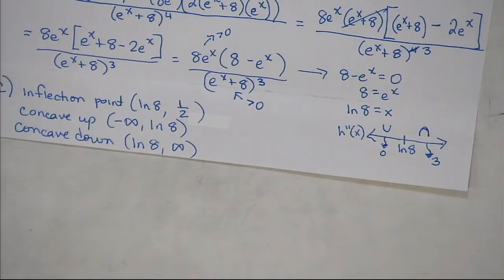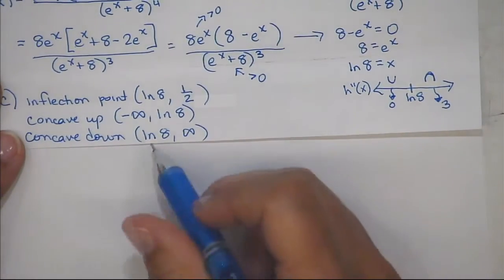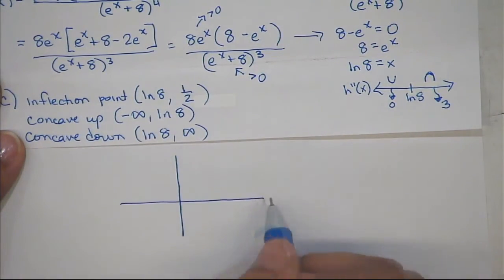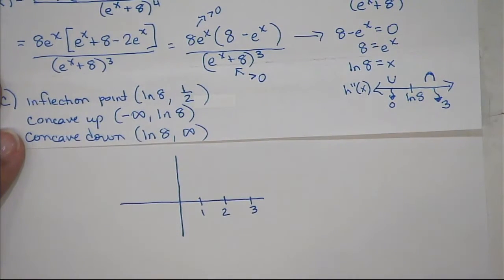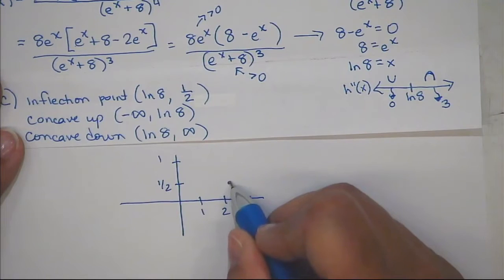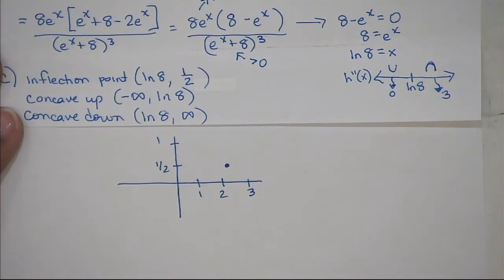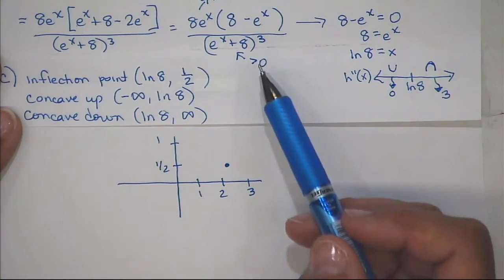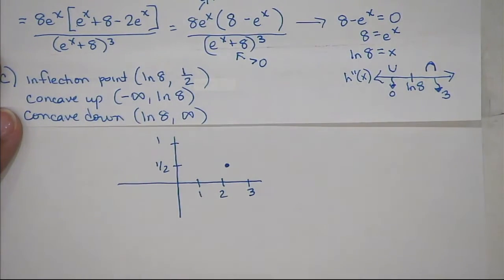Quick graph. This one's not very exciting, but quick graph of this. So our only fun point is the natural log of 8, which is a little bit more than 2. So here's 1, 2, 3, and let's make that 1/2 and 1. So right about there is our inflection point, a little bit bigger than 2 and a half. This graph was always increasing, right? So we have to do that when we draw it. It's positive, so it's going to stay above the x-axis. So what's happening to the left of the natural log of 8? It's concave up, but increasing.